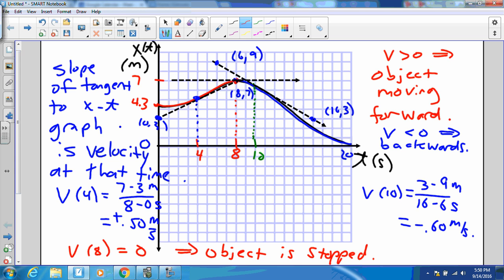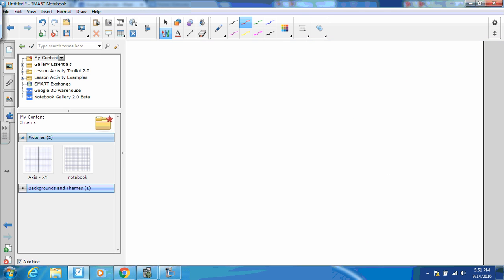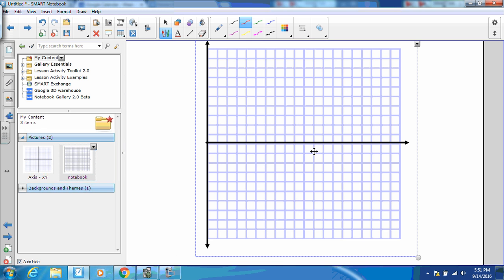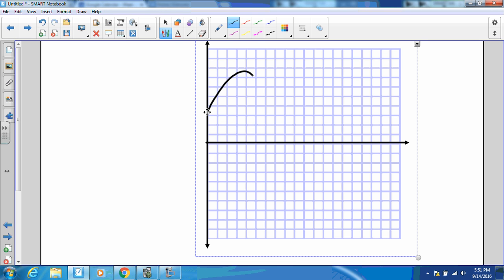And in particular, once you get used to that idea, you can very quickly look at a position versus time graph and figure out when the object is moving forward or backwards. So let's make up a crazy graph. Maybe my object is moving with a position versus time that looks like this. And I ask a simple question. When is the object moving forwards?